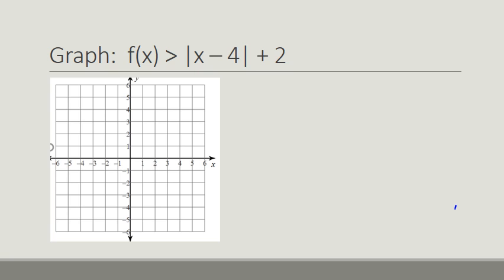First thing I want to find is my vertex, and remember that in vertex form, our vertex is here, 4 and 2. And the slope is 1, so we're going to go up 1 and over 1. And we want to decide, do I have a dotted line or a solid line? Well, because this has no line underneath it, it's just greater than, it's going to be a dotted line.